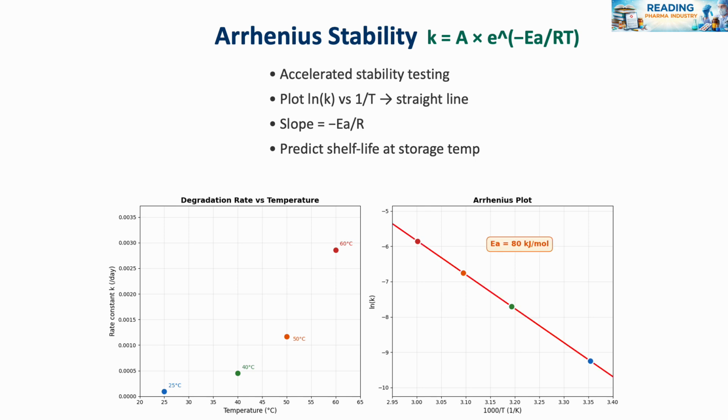So the beauty of this is that using a linear fitting, it converts an exponential relationship into a straight line, making parameter estimation straightforward and robust. And that assumes that the degradation mechanism does not change with temperature.